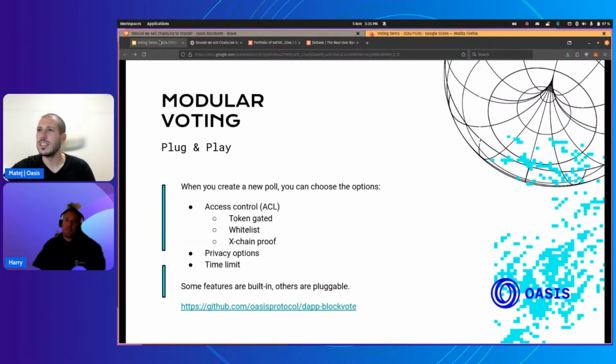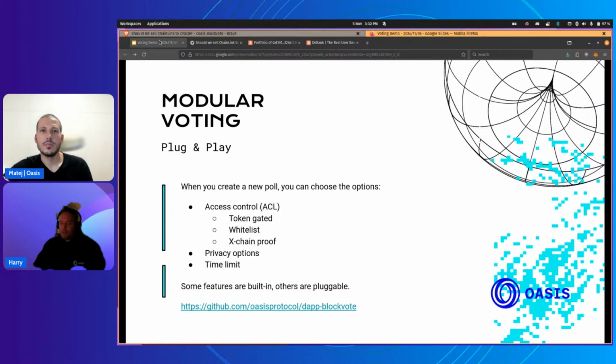And because it's pluggable, that means that you can deploy a new smart contract that performs access control and then use it from then on, right? So this isn't functionality that's fixed in stone. This is plug and play, customizable, whatever you want to do. Some of the functionality is baked into the protocol, like the privacy options, that's all baked in for various reasons, and the time limit as well. It's just some basic stuff we needed.